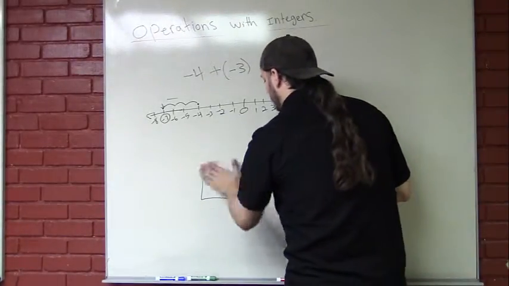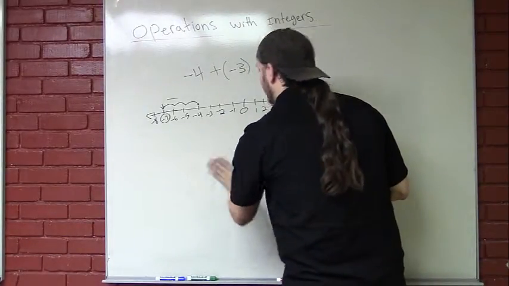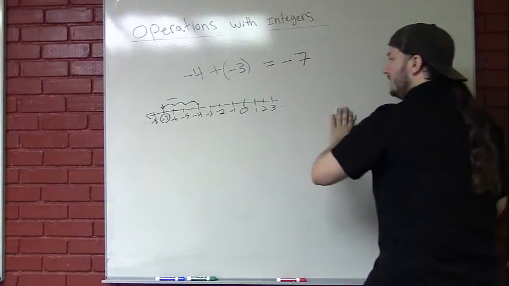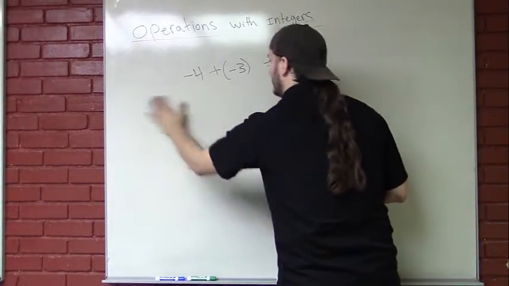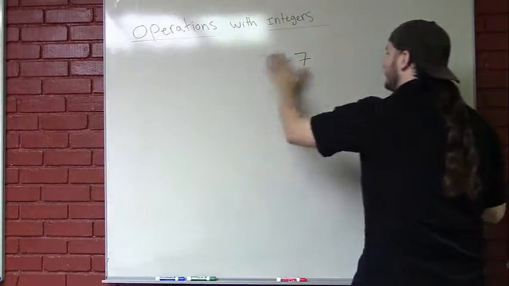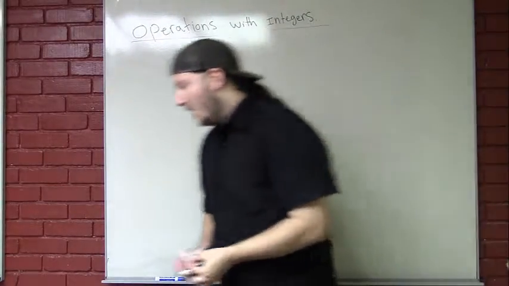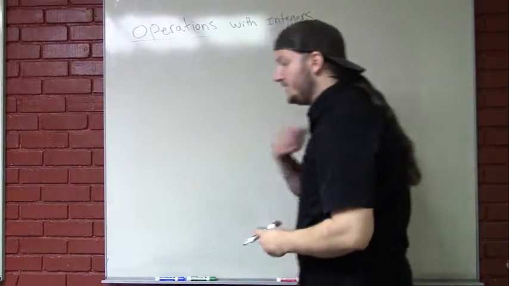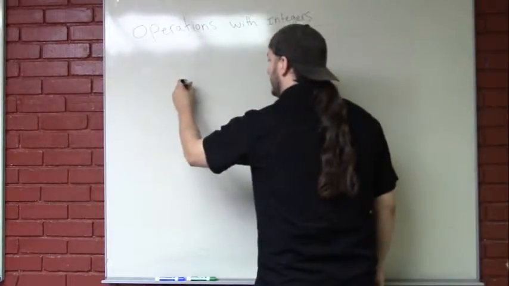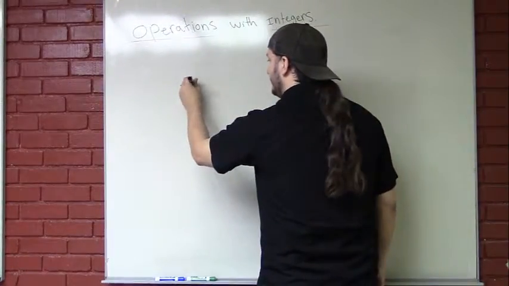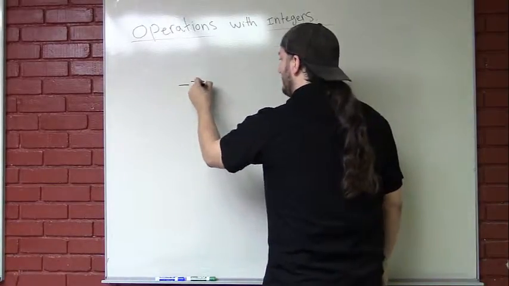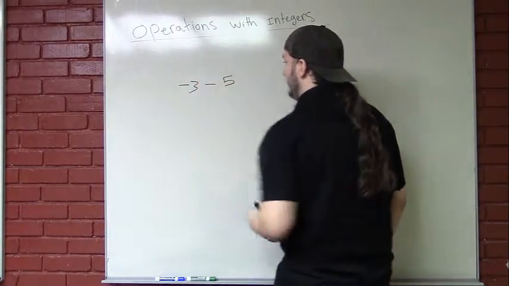Alright, so hopefully that problem made sense. And again, if that problem didn't make sense the very first time, that's okay. Just rewind this thing and watch it again. Alright, now we're going to do a little bit of subtraction. So we got negative 3 minus 5, okay?